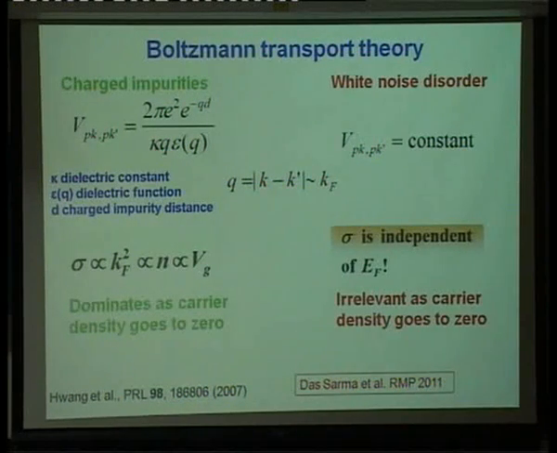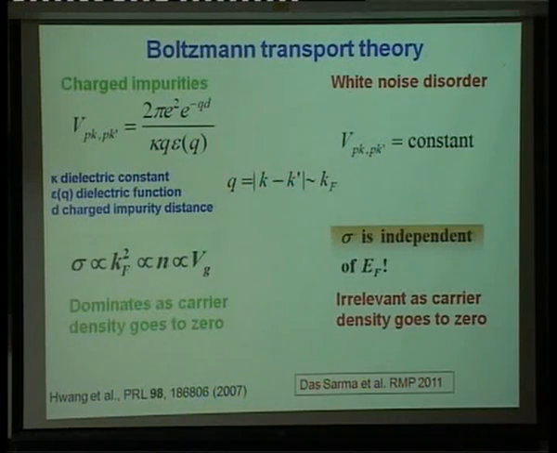Unless an experimentalist tells me that he or she has made a sample which has no Coulomb impurity at all, then just from power counting, I would say this is irrelevant when density goes down. This is relevant because this is independent of density. As I'm going closer and closer to that point, this sigma is large, this resistivity is constant, this resistivity is diverging as 1 over n.